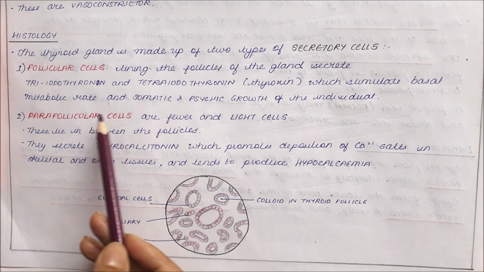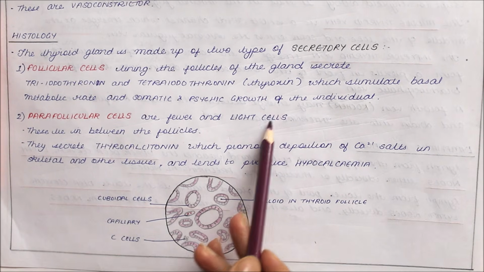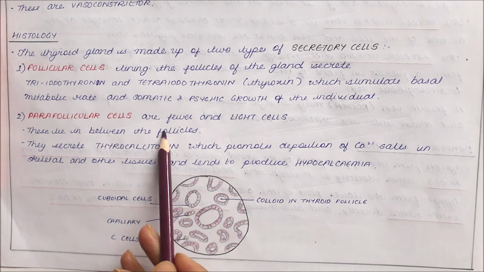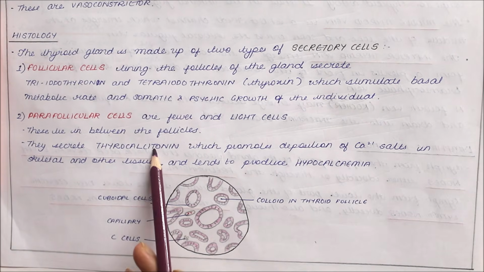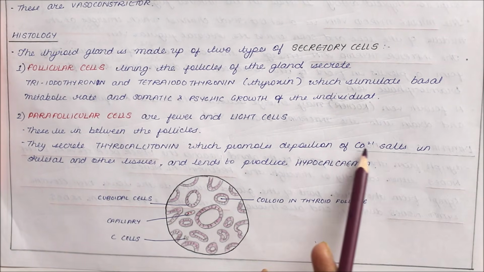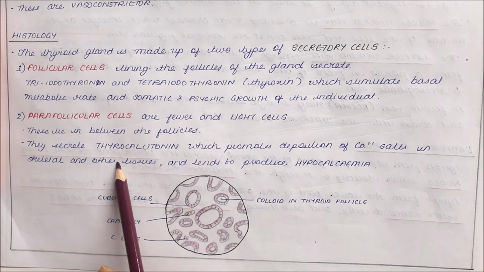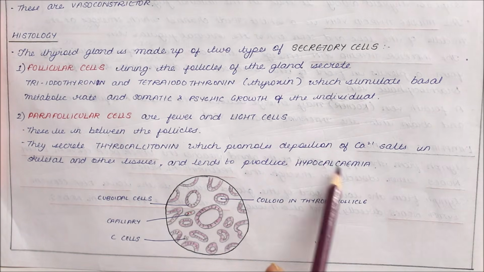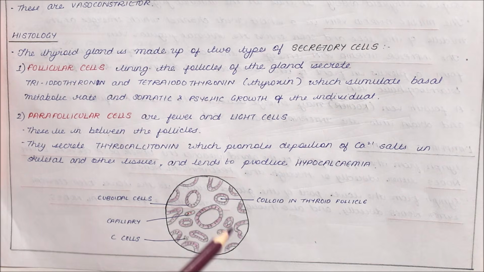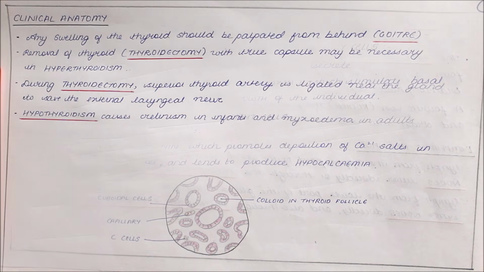Whereas the parafollicular cells are fewer and light cells. These lie in between the follicles. They secrete thyrocalcitonin, which promotes the deposition of calcium salts in the skeletal and other tissues and tends to produce hypocalcemia. This is a diagram representing the histology of the thyroid gland.